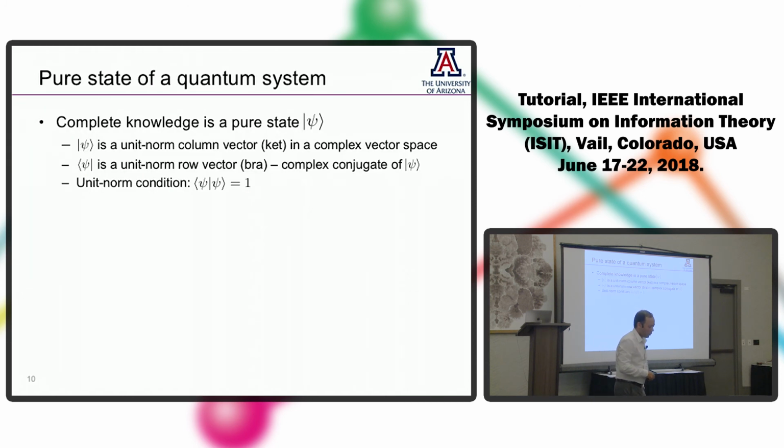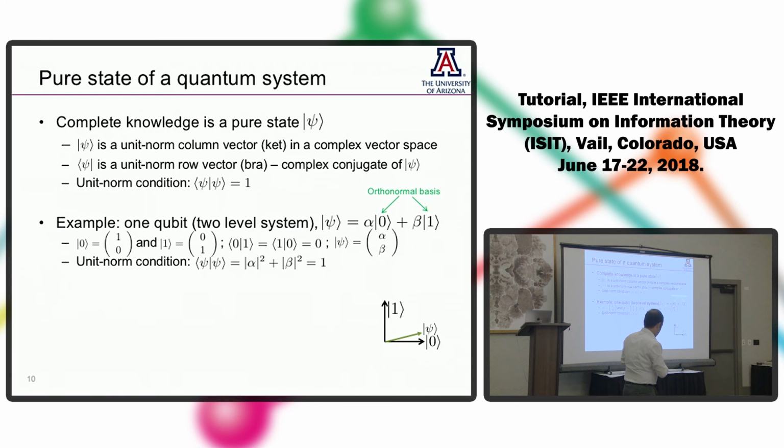Okay, so let's talk a little bit about quantum mechanics. A quantum system has a description given by a vector, if you know everything about that quantum system. That vector is a column vector. I'm going to use the ket notation for psi. So psi is a column vector, and it represents complete knowledge of a quantum system, which we will call a pure state of a quantum system. Psi is unit norm, so the bra psi times ket psi is 1, where the bra psi is a row vector, which is the complex conjugate of the column vector psi.